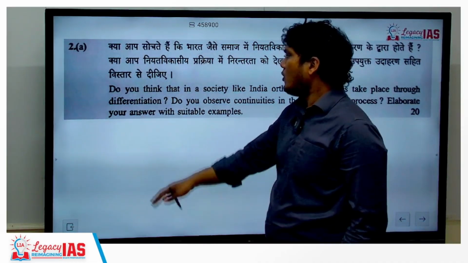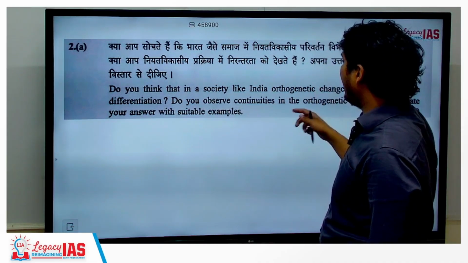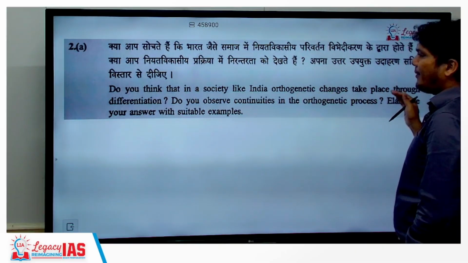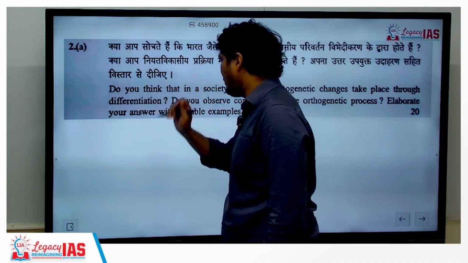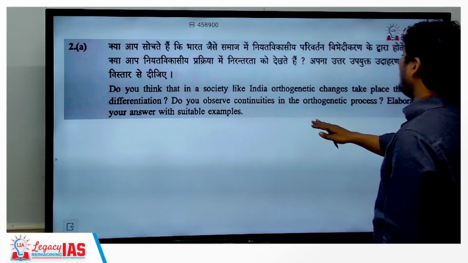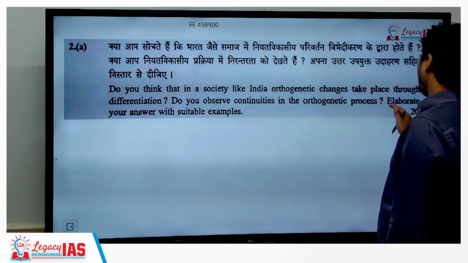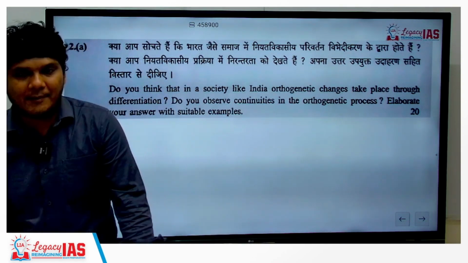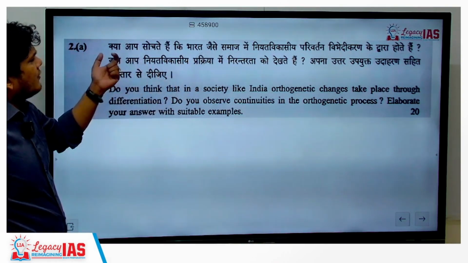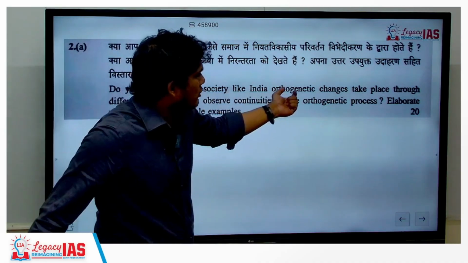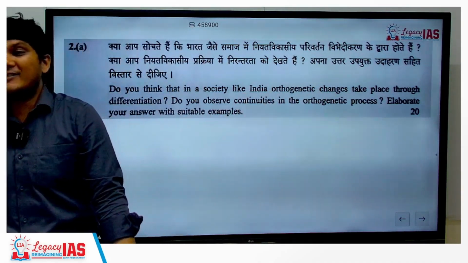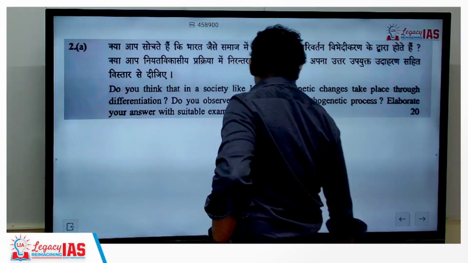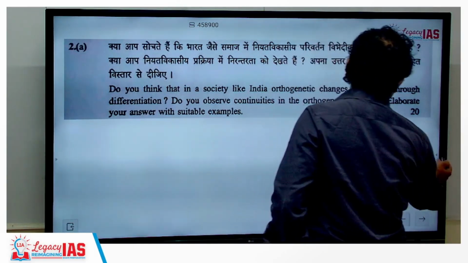Question 2A asks, do you think that in a society like India, orthogenetic changes take place through differentiation? Do you observe continuities in the orthogenetic processes? Elaborate your answer with suitable example. So they are talking about the orthogenetic changes, the changes in the traditions. In the sociological approach, it is changes in the tradition.